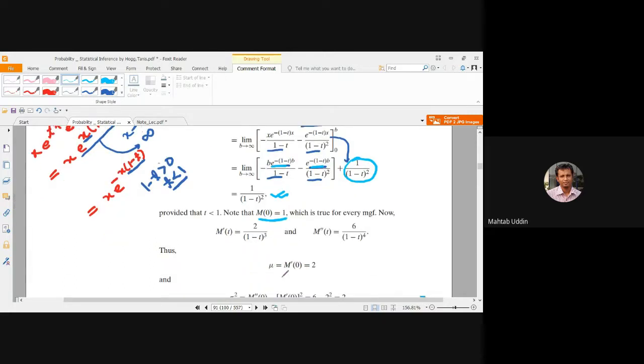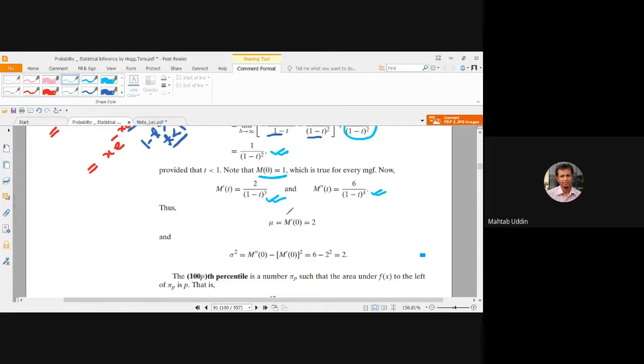Now differentiate this first time, you'll get this. Second time, you'll get this. Then put t equal to 0. At t equal to 0 you will get 2 as the mean. And once again, putting t equal to 0 in both of them, you will get the variance also. So we find both the mean and variance are the same. They are 2.